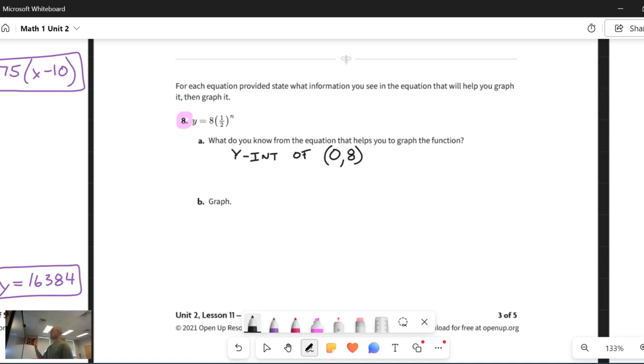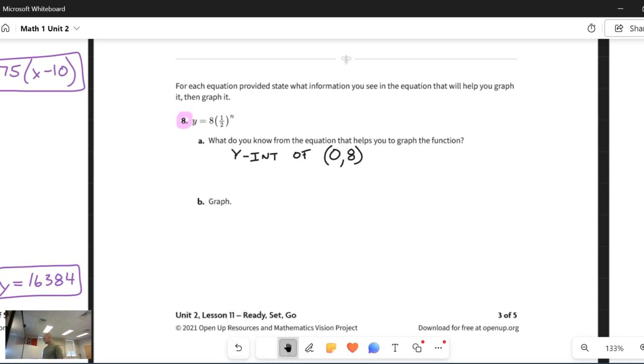1/2 to the 0th gives us 1. 1 times 8 is 8. So we have (0, 8) as a point. From there, this is going to be another piece, I'm not going to write it, is that each y value is going to be 1/2 of the previous piece. And we know that from that wonderful number right there, telling us we're going to be cutting our last y value in half every single time we increase our x value by 1.